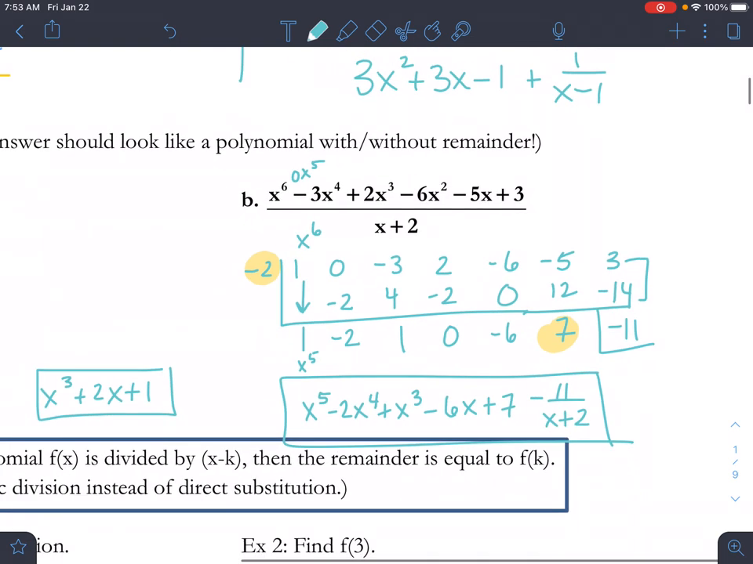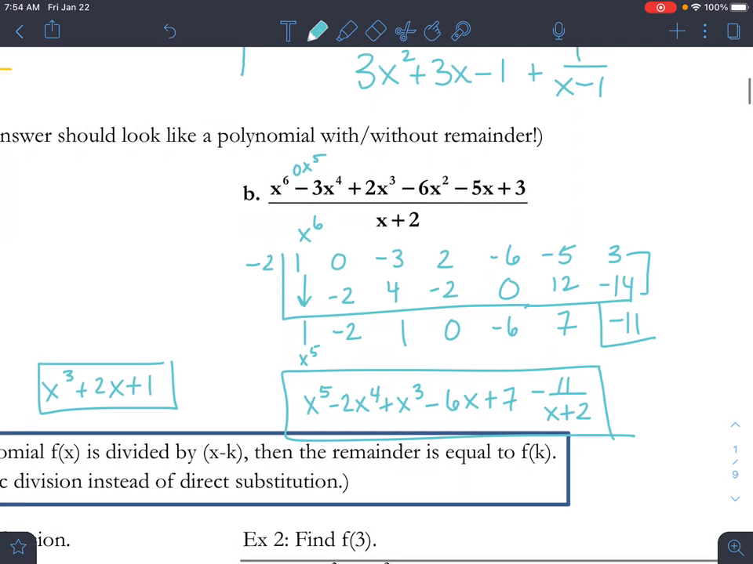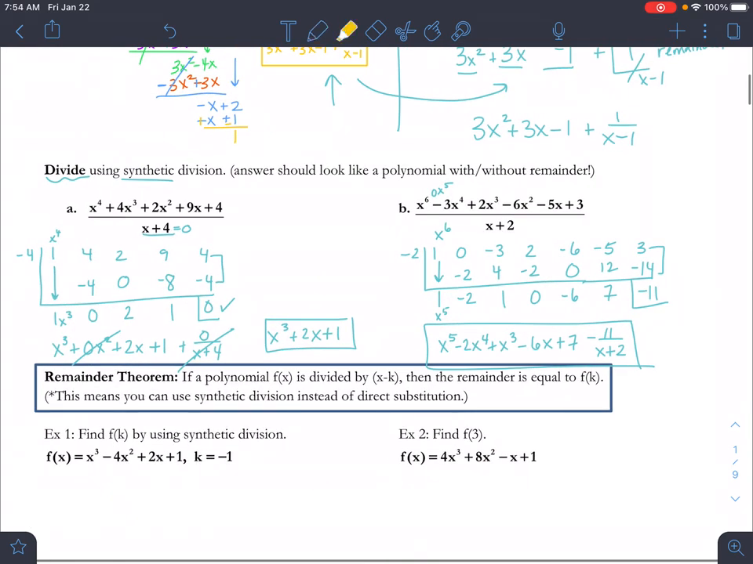And if you are stuck or confused on synthetic division, honestly, I think you should rewind and go back, because that's all we're going to continue to do here, so make sure you feel okay about it. Again, notice that these instructions said divide, and my answer looks like a polynomial.